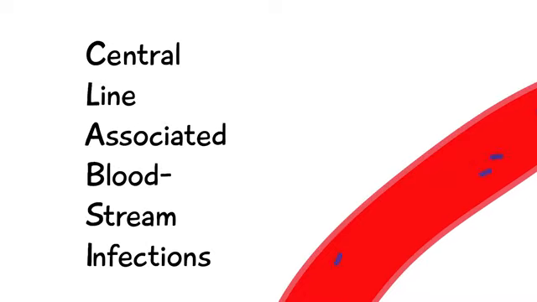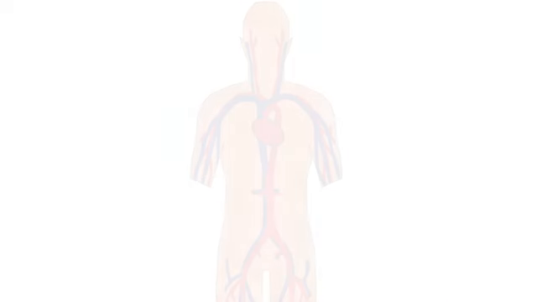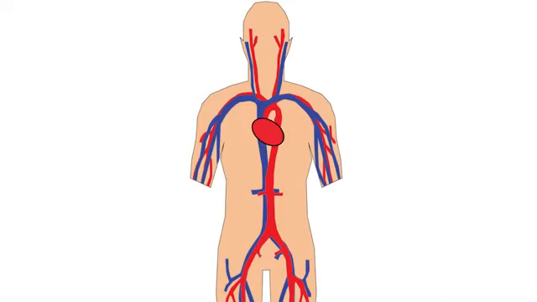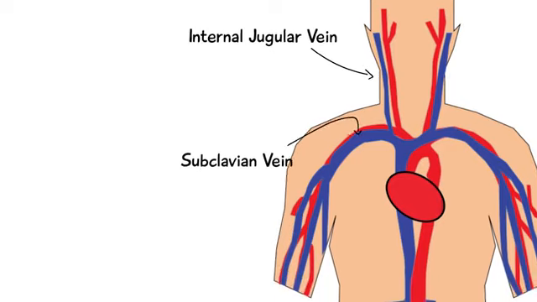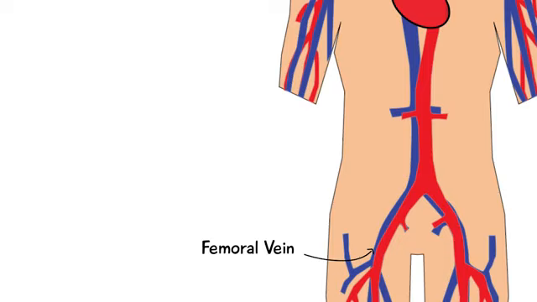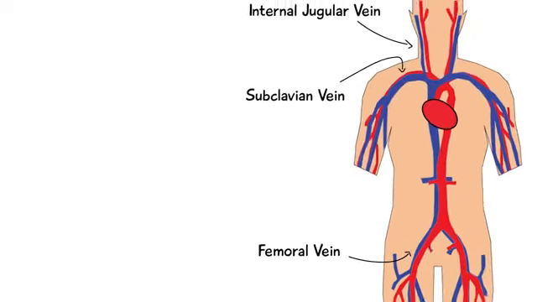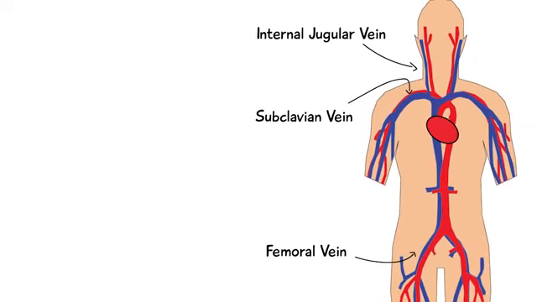Central line associated bloodstream infections, or CLABSIs, are of particular concern due to their high degree of patient morbidity and increased healthcare costs. The most common sites for central line placement are the internal jugular veins, the subclavian veins, and the femoral veins. With the use of ultrasound guidance techniques, the internal jugular vein has gained popularity as the preferred location.